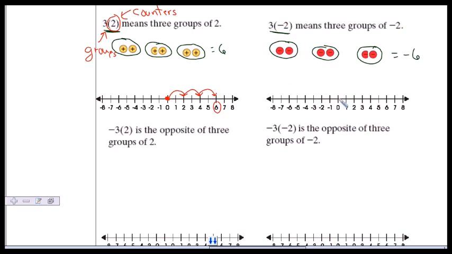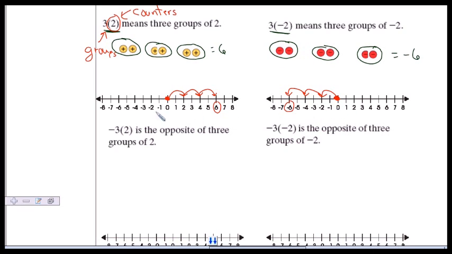Okay, and this one, the way we model it, again, we start at 0. We always start at 0. But this time we're going to jump to the left because we have 2 negative counters. So we've got to go in the left direction. Okay, so here we go. We're going to do 1, we're going to do 2, and finally, we're going to do 3 jumps to the left. So my answer is negative 6. And that's how you model it with counters, and that's how you model it with number lines.